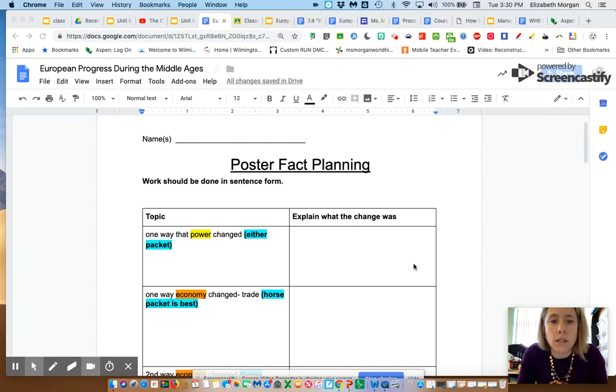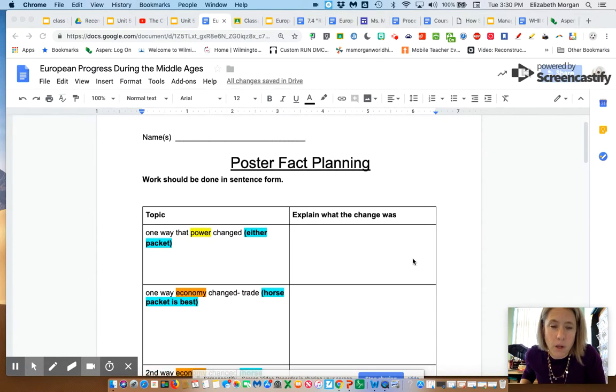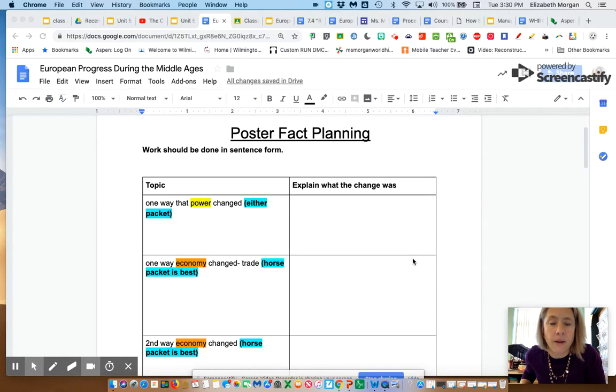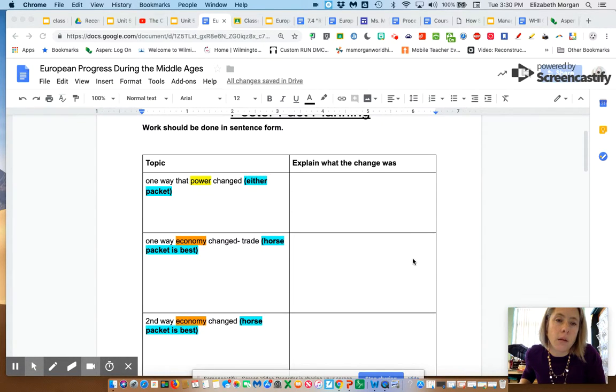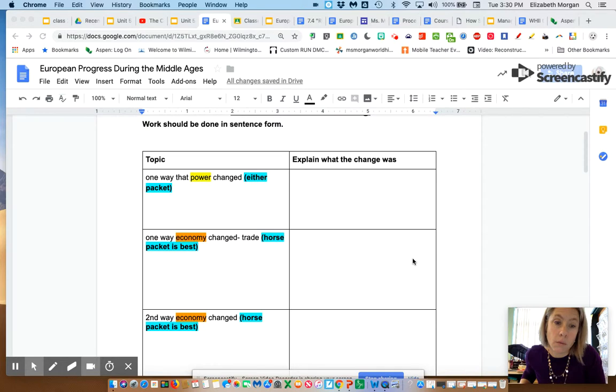So in class, you might have worked on this. If you were in classes 3, 4, and 5, you definitely worked on this. In classes 1 and 2, it's a maybe. The point of this paper was for you to pick out the facts that you were going to include in the poster. Okay, so then in blue, I have highlighted which packet to use or what would be best.